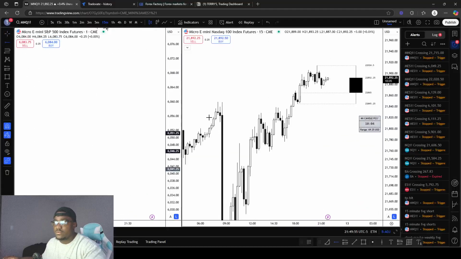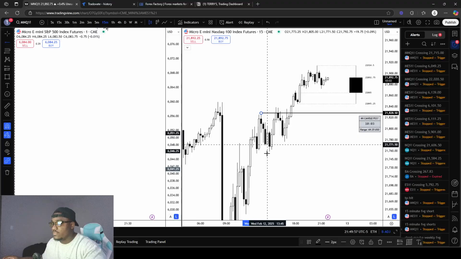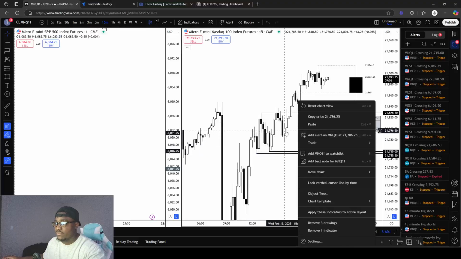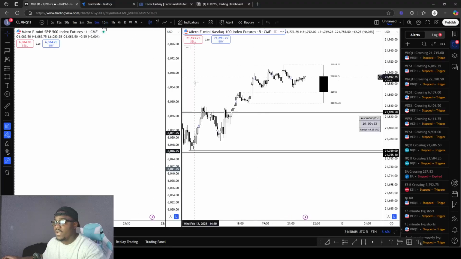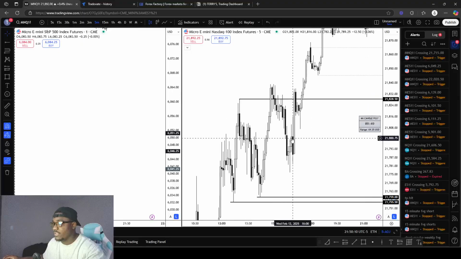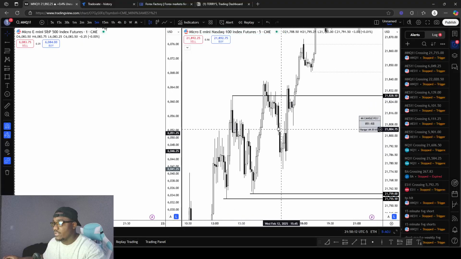We had a sweep of liquidity right here. Sell side liquidity right here, and here. Basically almost equal lows. The market always loves to target equal lows for you. So if I was looking for a good trade, this trade that I was looking at today, we got a sweep of liquidity right there.